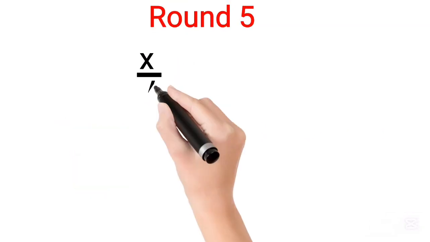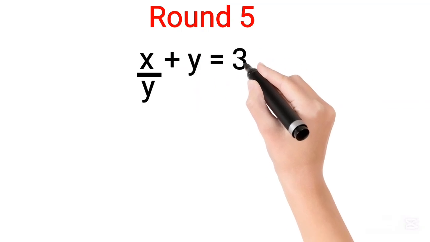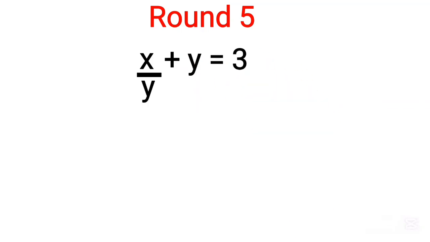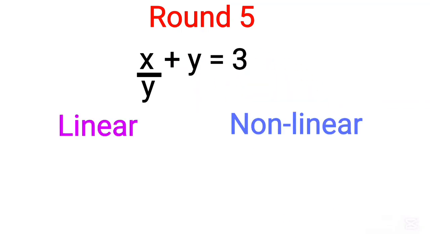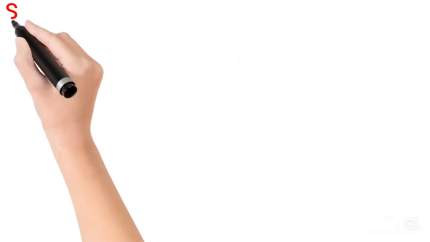Round 5. x divided by y plus y equals 3. This one separates thinkers from guessers. Pause. Nonlinear. A variable in the denominator breaks linearity. If you got 3 out of 5 or more, your math instinct is sharp.